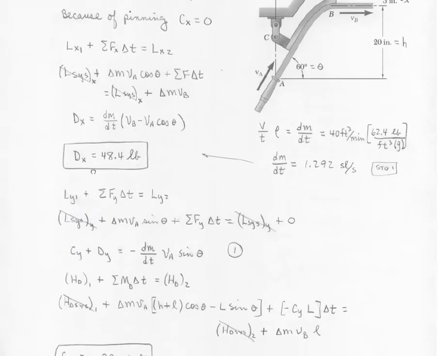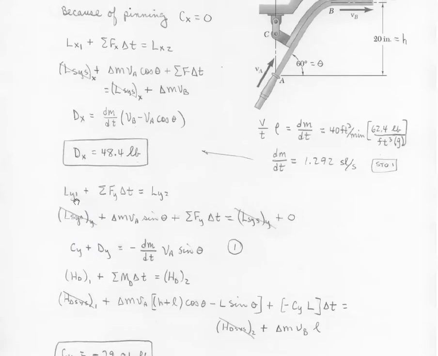Now we're going to write down the expression for the y momentum, and that's the system momentum of y plus the delta m momenta, which is going to be a V_A sine theta, plus then the sum of the forces in the y direction times delta t, and that's equal to the system momentum for the y direction. And you don't have any delta m moving in the y direction, so you got a momentum of 0 for that part of that term right there.